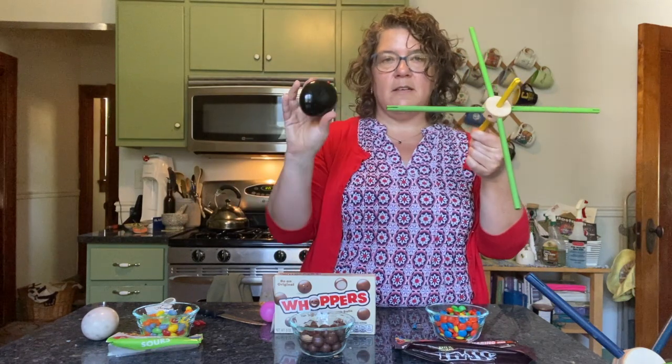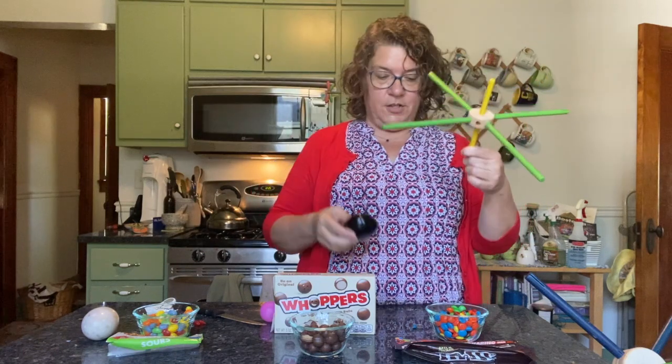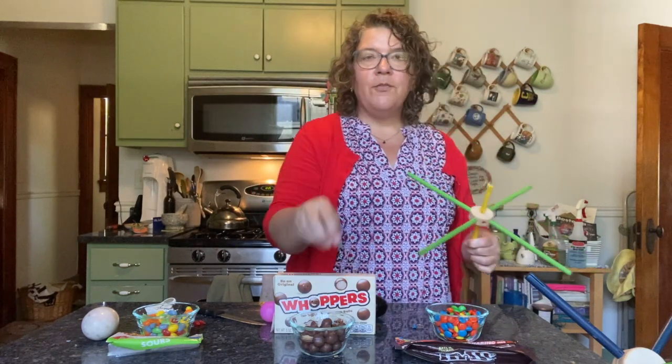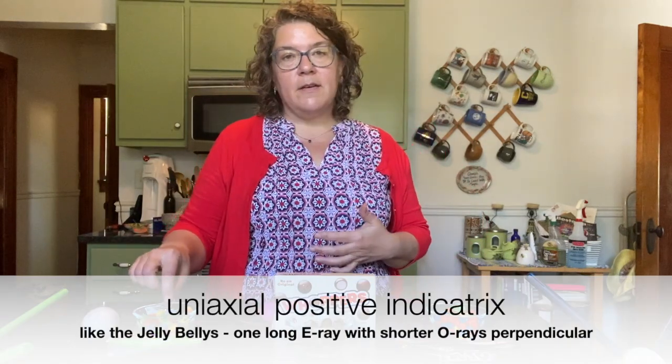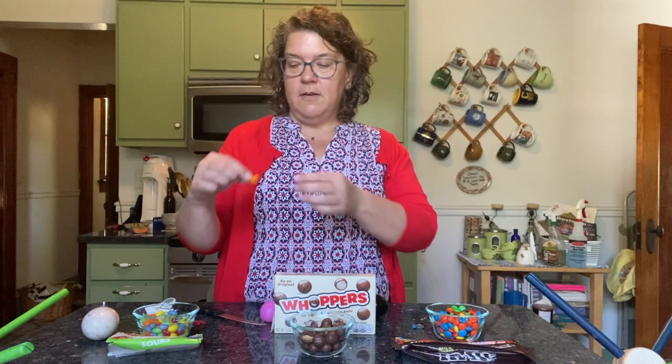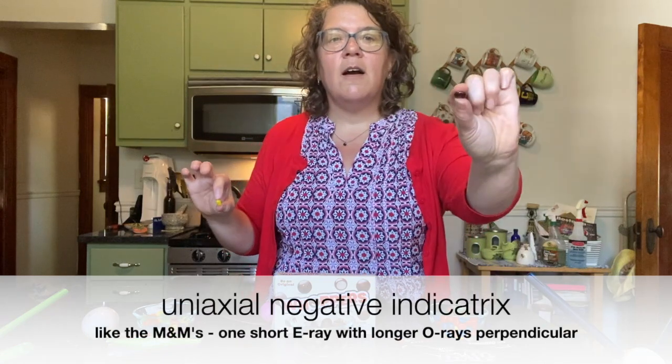This isn't the best because it's not very circular, but something sort of a flat circular shape, okay? So if we think about these two shapes, and we've got two different candies, the Jelly Bellies are like a positive uniaxial indicatrix, one long axis and two short axes. M&Ms are the negative uniaxial indicatrix. So here we have those two uniaxial indicatrices.